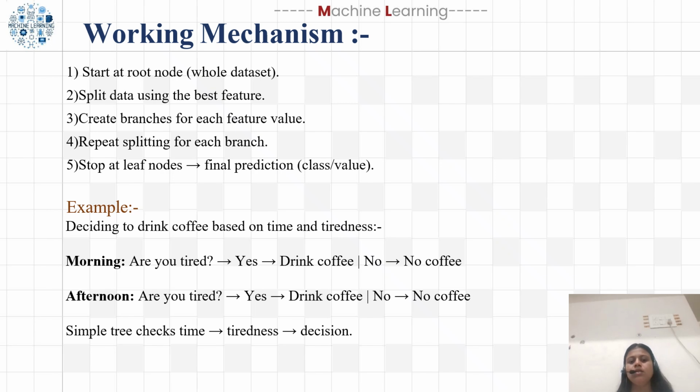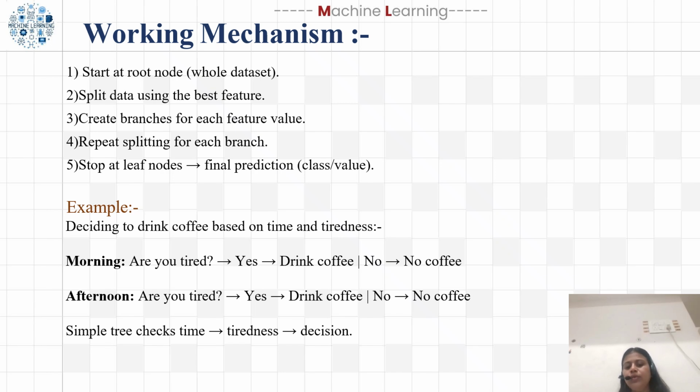Now let us understand how a decision tree works. The working mechanism can be divided into simple steps. First step is it starts at the root node, which represents the entire dataset. Second is split the data using the best feature that gives the maximum information gain. Third is create branches for each possible value of that feature. Fourth is repeat splitting for each branch until a stopping condition is met. Fifth and last step is stop at leaf nodes, which give the final predictions.